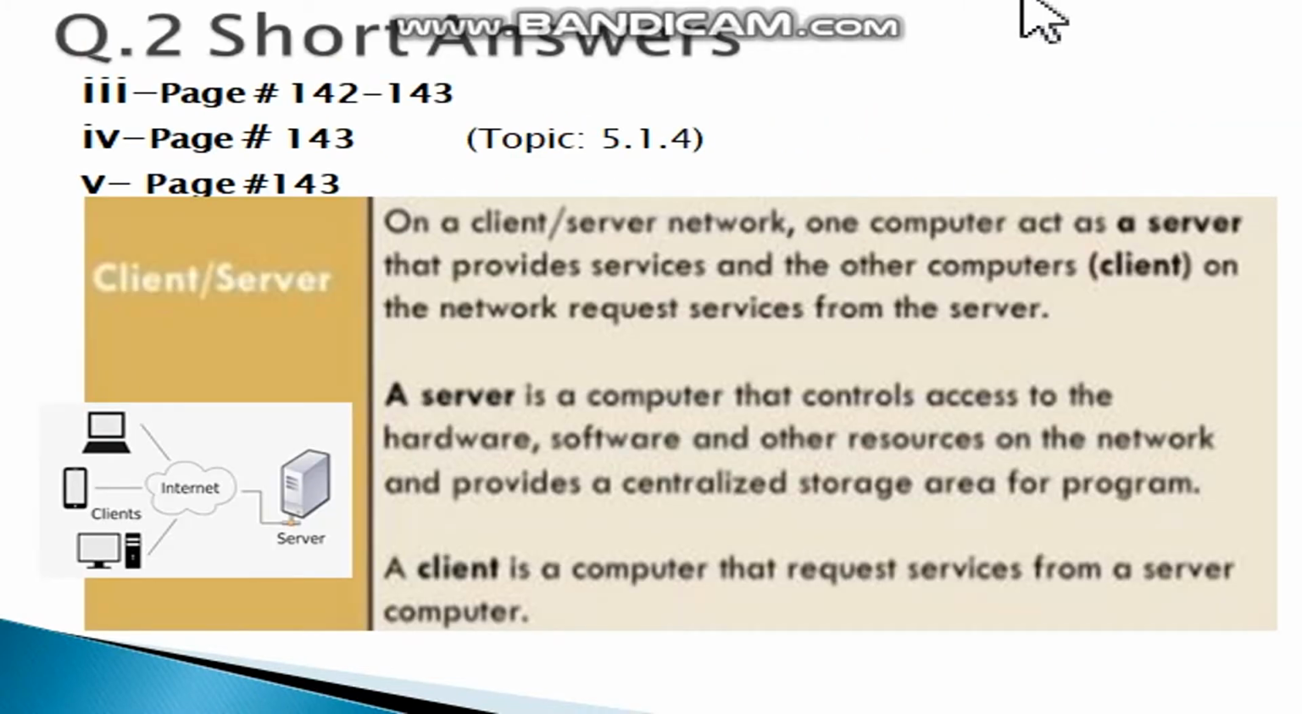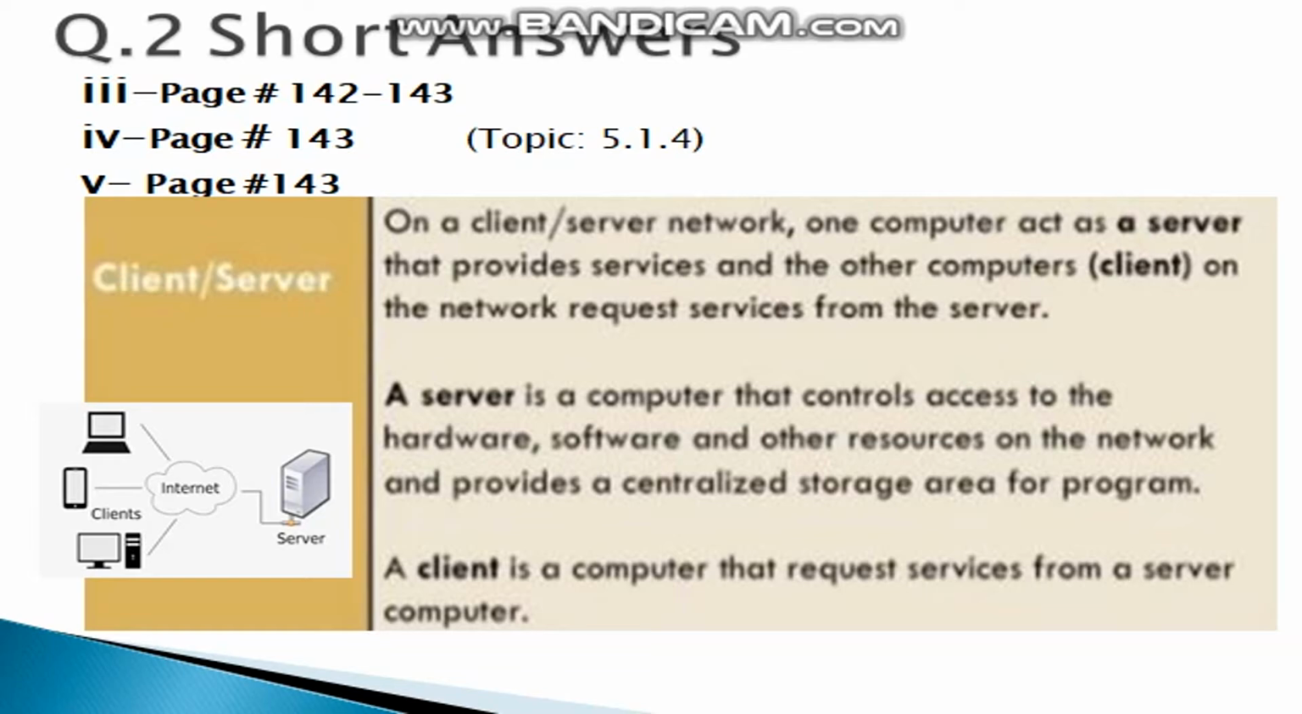Question number 3 is differentiate between half duplex and full duplex transmission mode. The answer is on page number 142. You have to give the heading of half duplex and the full duplex transmission mode. You have to write it in the tabular form. In the column form, on one side you have to write the half duplex mode and on the other side you have to write the full duplex mode, and diagram is compulsory for this question.